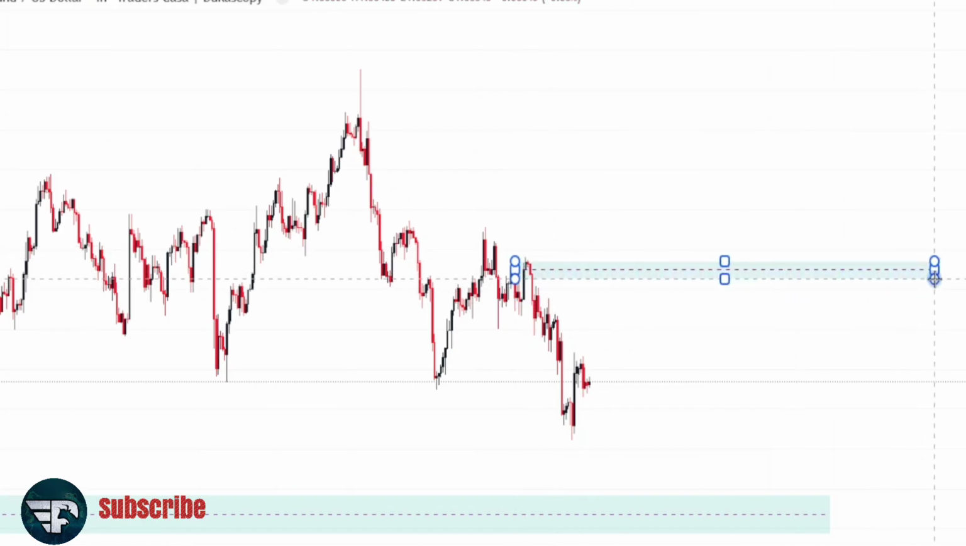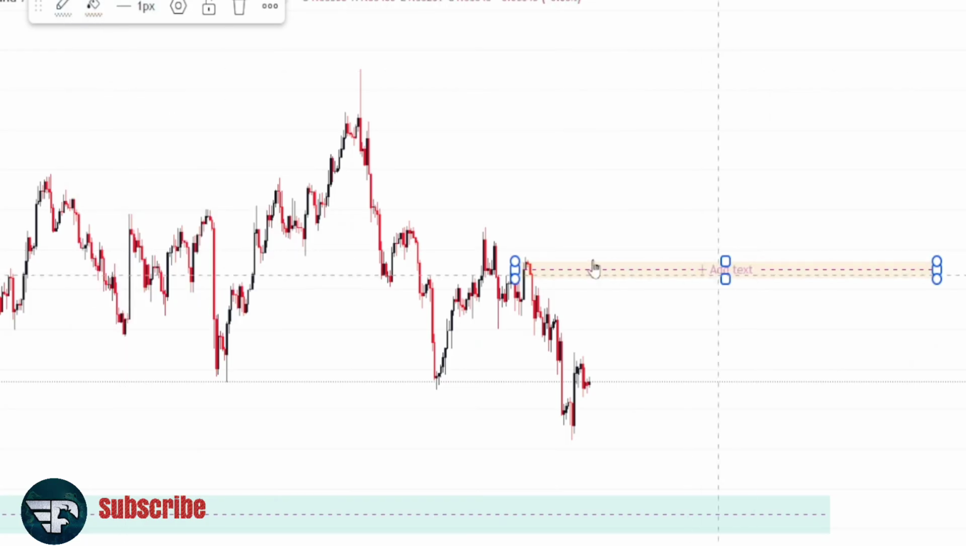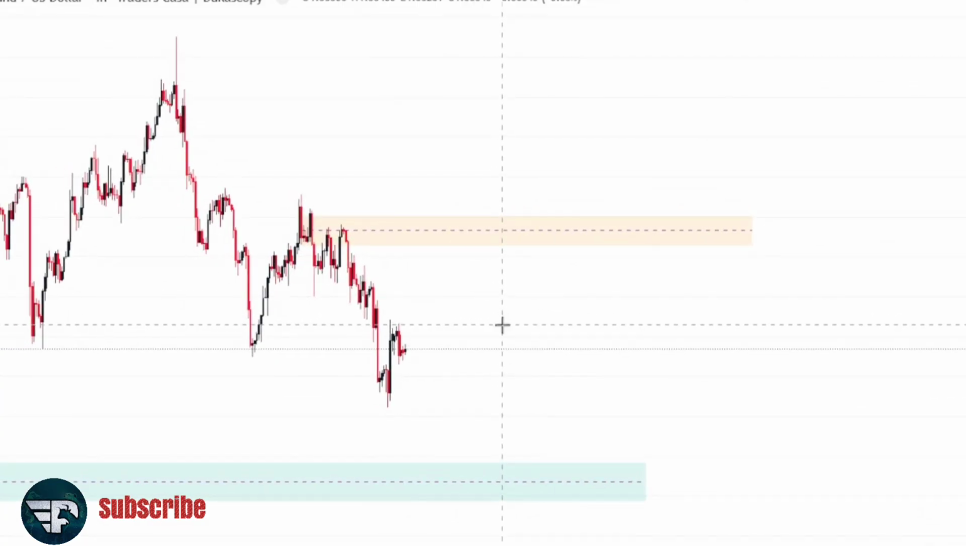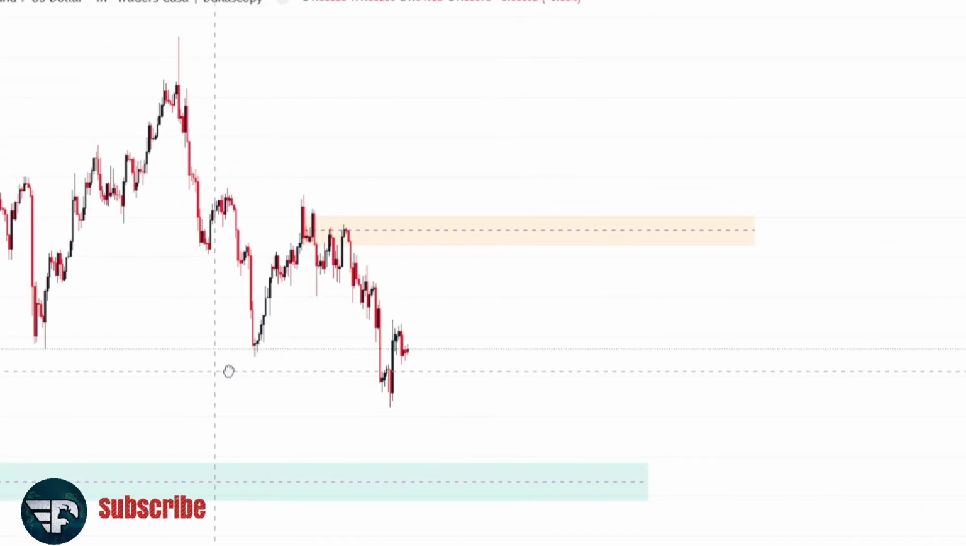Okay, so this is what you need to do if you want to find demand and supply zones, or if you are trading with demand and supply zones. First of all, you need to mark your zones. If you want to know more about supply and demand, I have a video on the channel talking about supply and demand zones. You can go check it out.